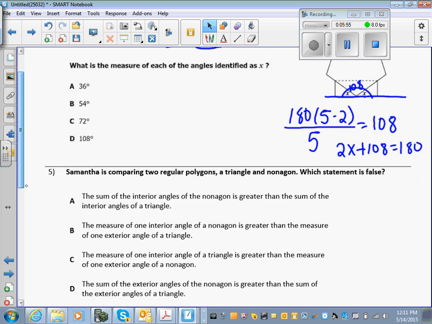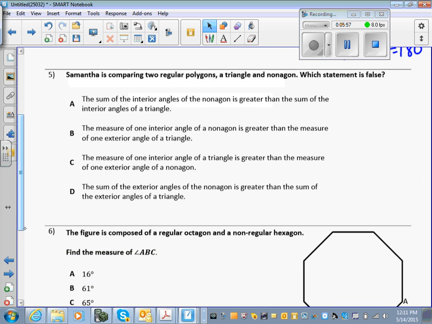Number 2, they're asking you which one. Samantha is comparing 2 regular polygons, a triangle and a nonagon. Which statement is a false statement? So they're talking about the interior and exterior of the triangle, and the interior and exterior of the nonagon.